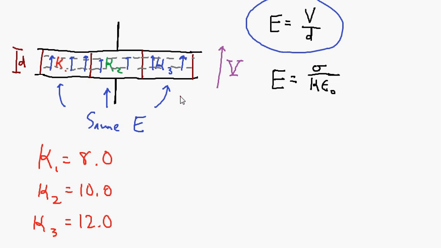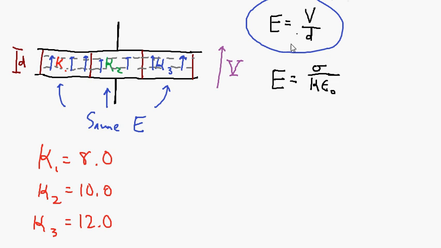And so what you're going to get is that since this one here has the lowest kappa value, it's also going to have the lowest charge density. This one here is going to have a higher charge density, and this one here, number 3, with the highest kappa, must also have the highest charge density, because they're all going to have the same electric field magnitude in all 3. So there are a couple ways around this.